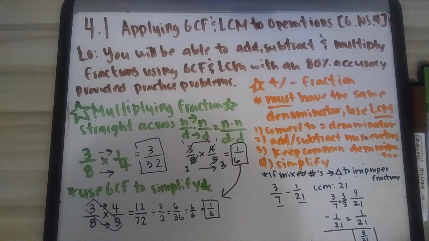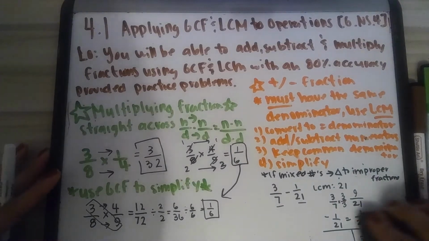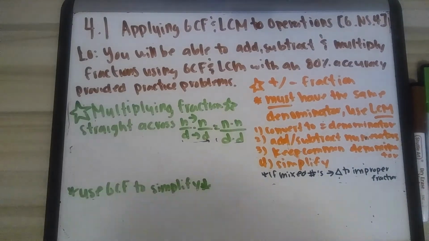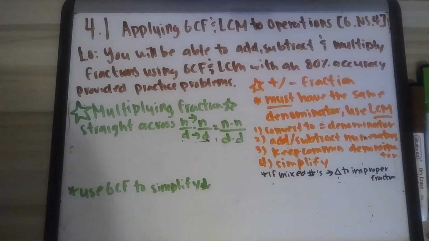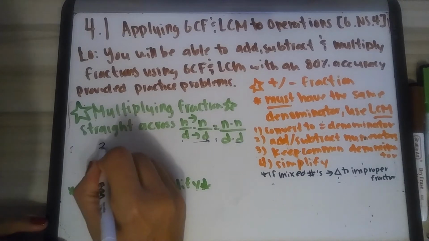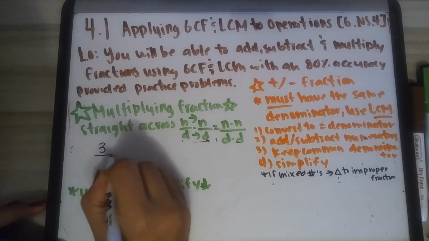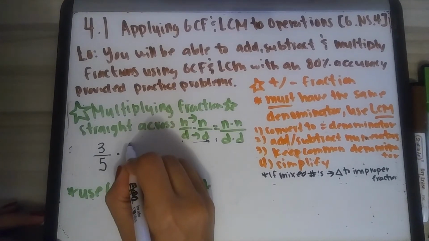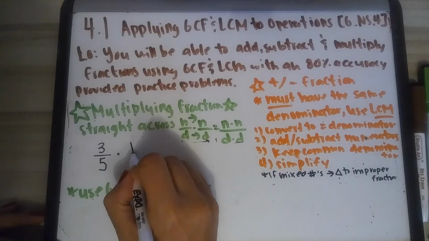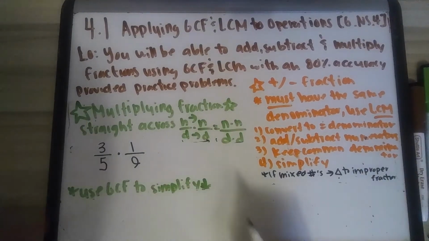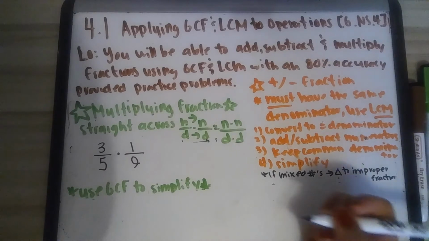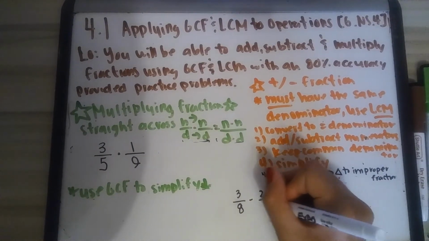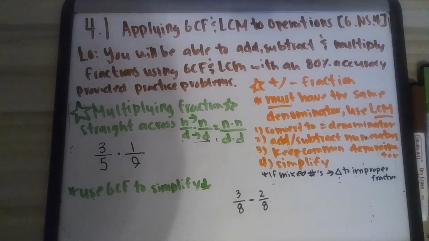Okay? Alrighty, let me give you some practice problems. The flying eraser. Okay, so for your practice on your Flipgrid, let's do 3 over 5 times 1 over 9. Go ahead and do that one for me, and then let's do one addition and one subtraction. So let's do 3 over 8 minus 2 over 8. That will be your subtraction.